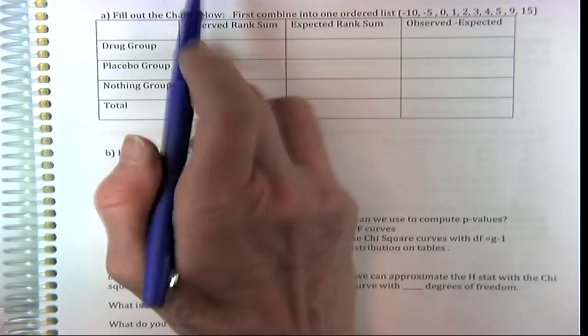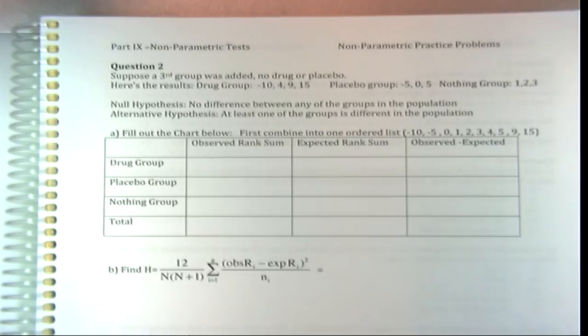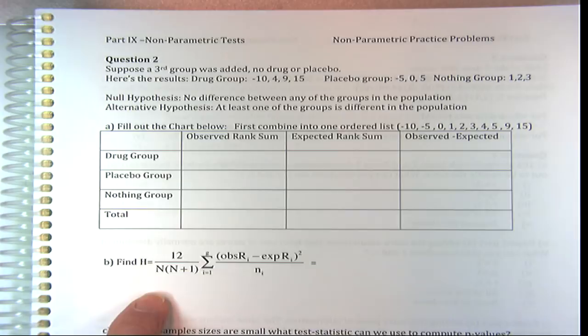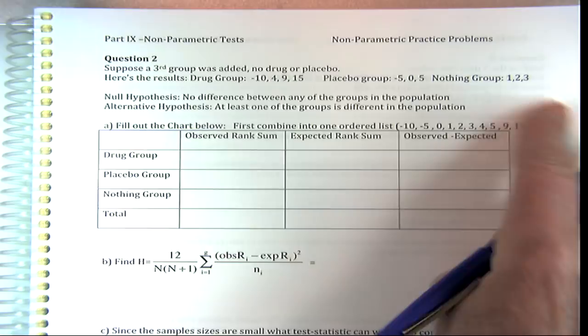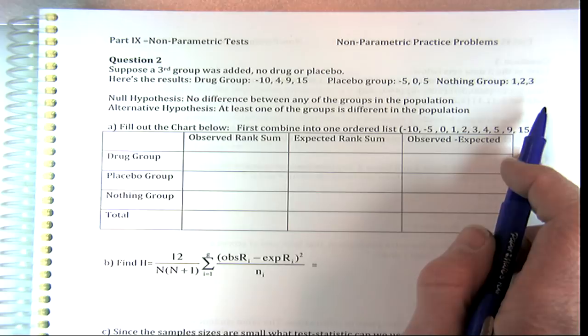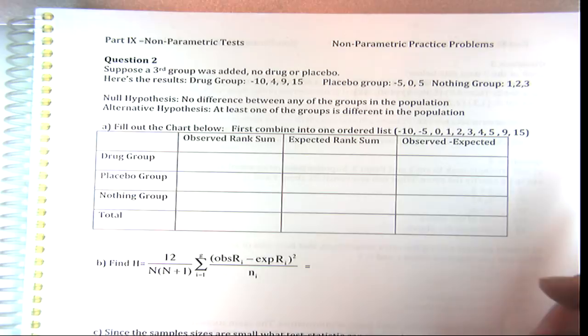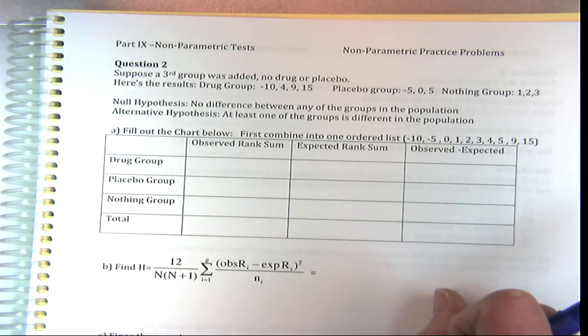Now, let's say we added a third group. Could we still do this rank sum test? No, all of a sudden, if we add a third group, we have to switch to the H statistic and do the Kruskal-Wallis test. So that's what we're doing here. Suppose we had, and this often happens, a drug, a placebo, and then a nothing group, because the placebo has some effect, a placebo effect, right? So sometimes they have three arms where they do nothing for the third group.